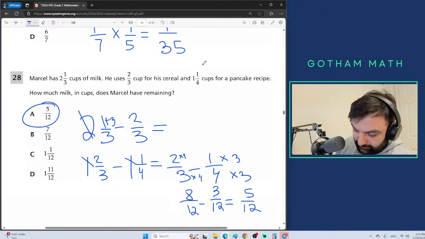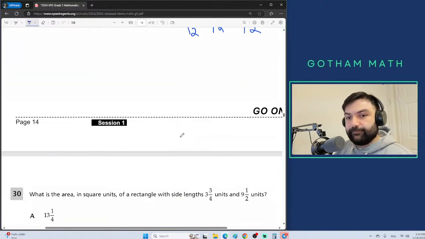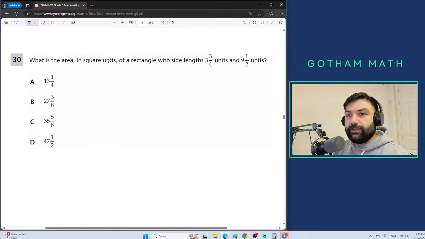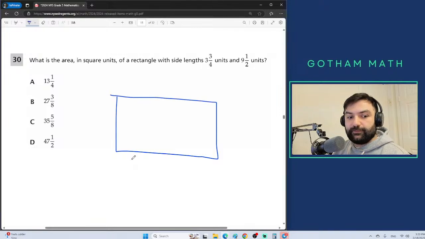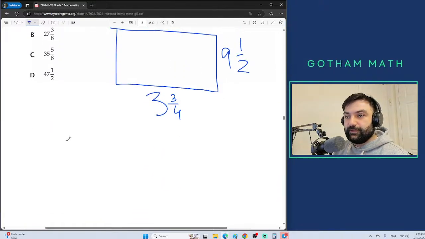Okay. Last question. Number 30. What is the area in square units of the rectangle? So what is the area of a rectangle formula? It's just length times width. So our length is 3 3/4. Our width is 9 1/2. So let's just do multiplication. Let's go, 3 3/4 times 9 1/2.